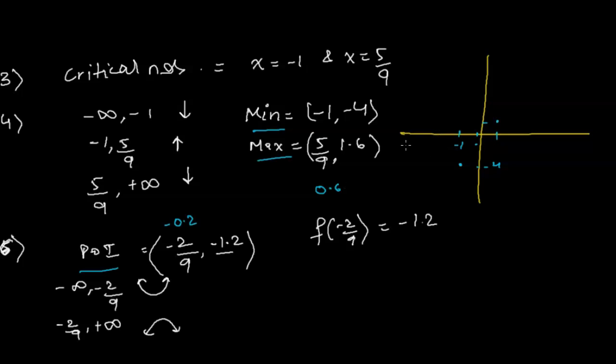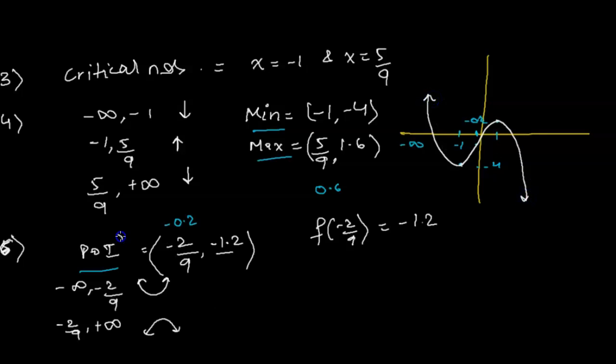Because the graph from negative infinity to negative 0.2, that is this point, would be concave up. So this is how the graph is going to look like. It's concave up. Reach the minima at negative 1, negative 4. Hit the point of inflection. Reach the maxima. So this is all the way concave up. Then it becomes concave down from negative 0.2 to positive infinity. And this is how the graph is going to look like.